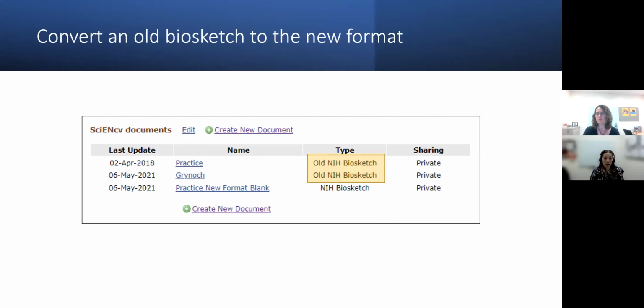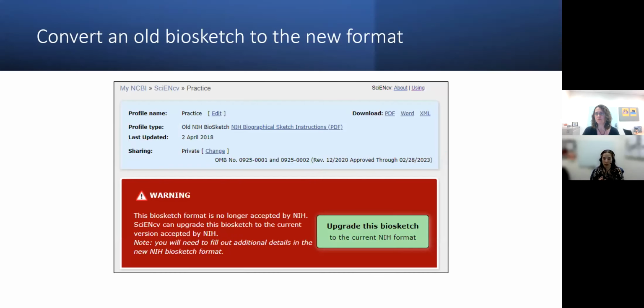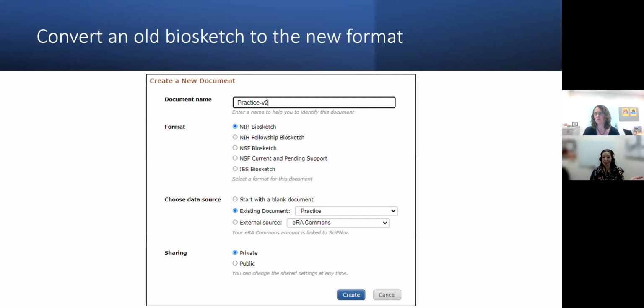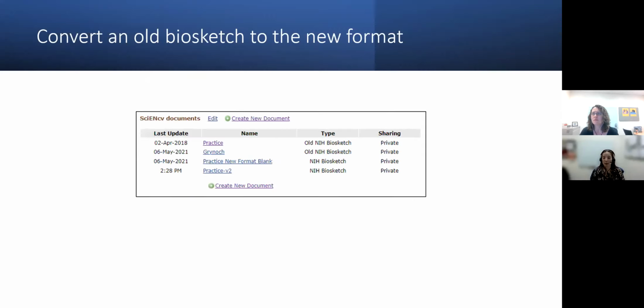Or if you click into the old Biosketch, for example, I'm going to click into my practice one here, there is a big button that appears and a warning that asks you to upgrade your Biosketch. If you click that button, it's going to bring you directly back to that same new document screen, but it's already selected the existing document. It generally uses the name of the previous document dash new, but I wanted something a little bit more specific with the naming, so I called it V2, or version 2. And SciENcv will keep both copies, so you can always refer back to an old copy if you need to.